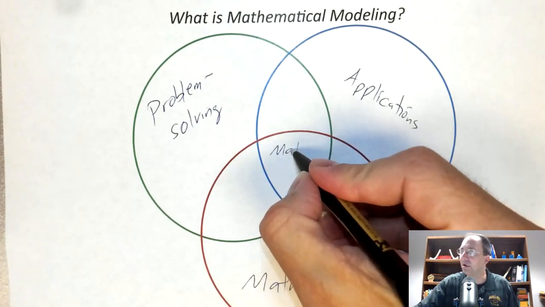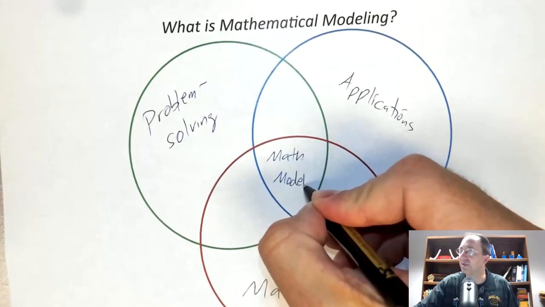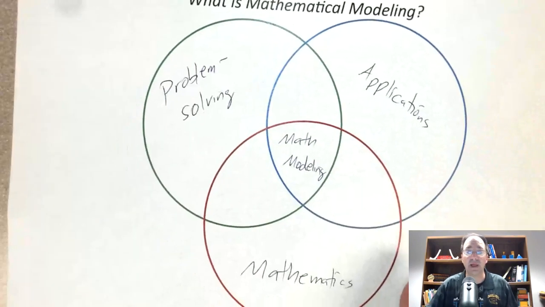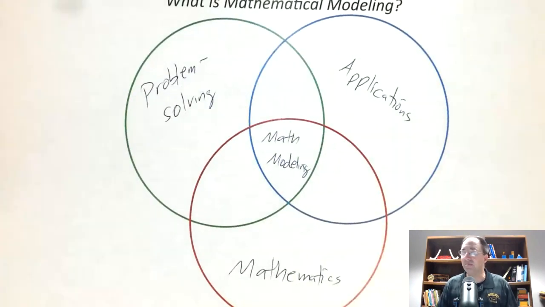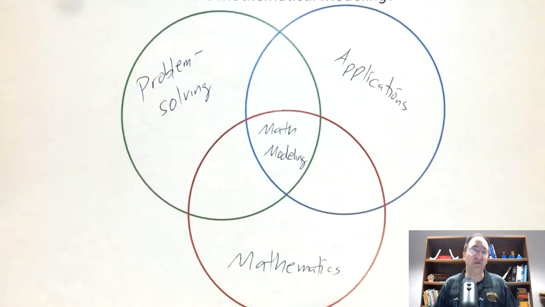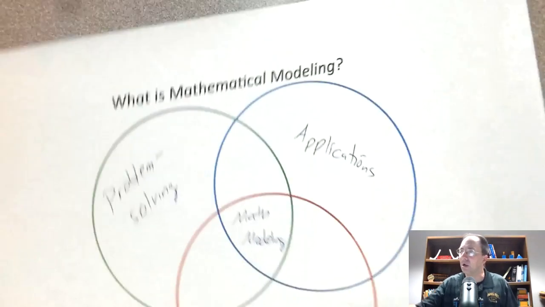But math modeling involves all three of these elements, which means it's not going to have a nice quick answer. It may not even have one answer. It may have more than one answer, or some answers might be better than others. We'll get into more of that as we go through the course. But for now, just keep in mind that if you have a problem that involves some sort of outside the box thinking, has some real world aspect to it, and involves mathematics, then that's probably in the world of math modeling.